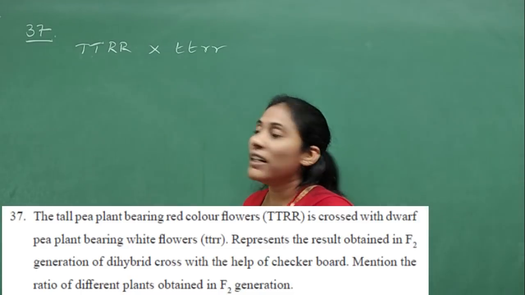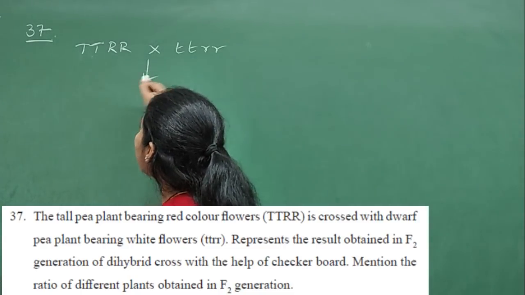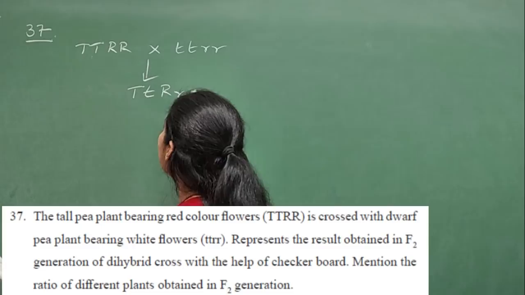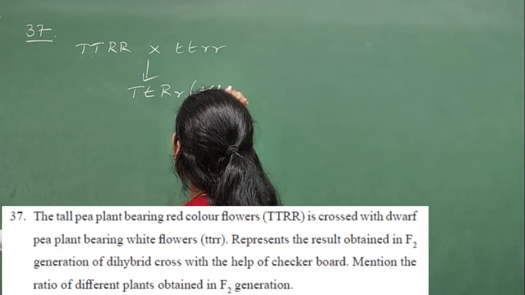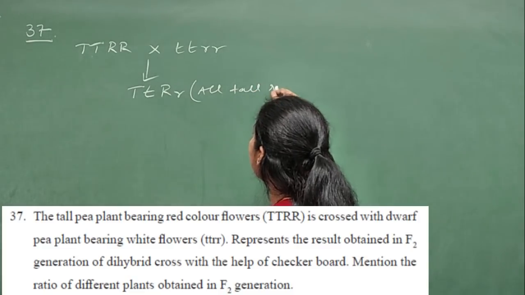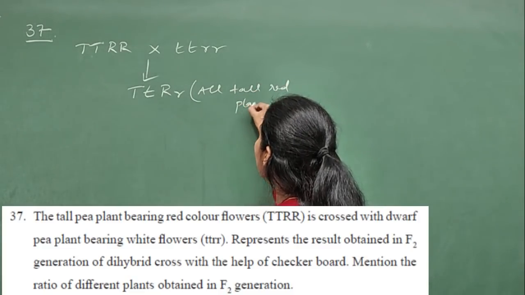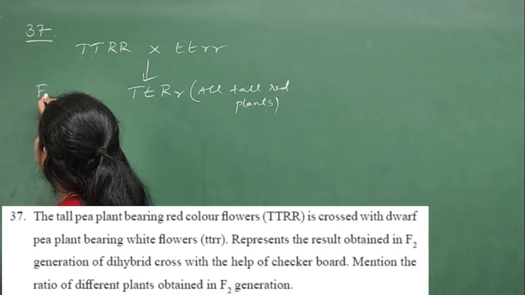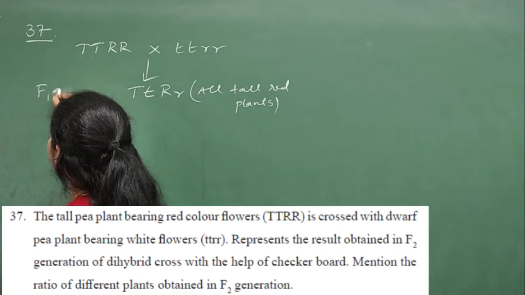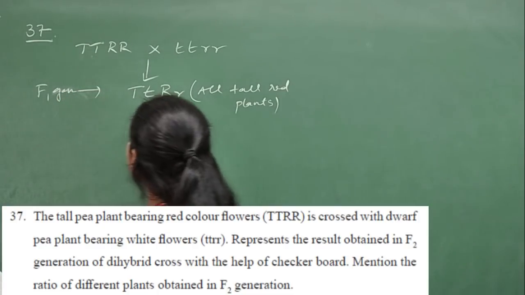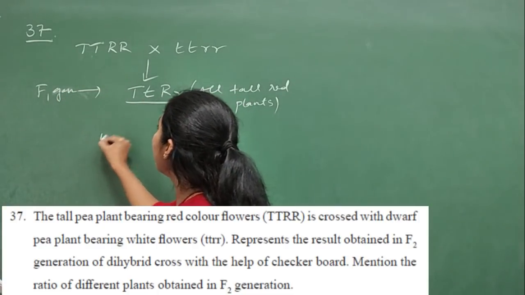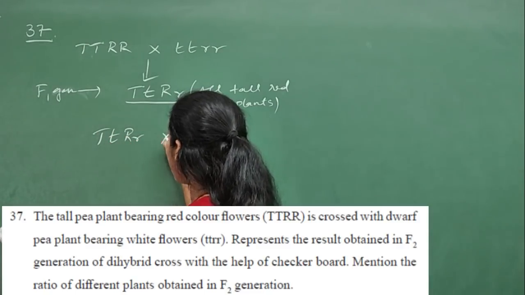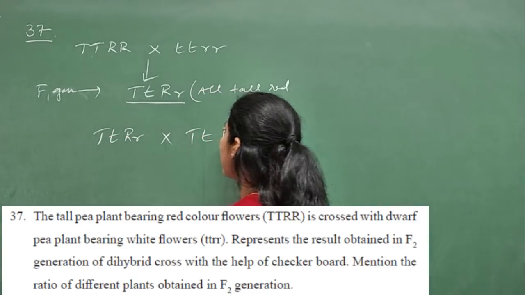So you just have to work it out. So in the F1 generation, what do you get? You get capital T, small t, capital R, small r. That is all tall red plants, tall red plants you will get in F1 generation, right? So this is F1 generation. So now if I take plants having these genotypes, capital T, small t, capital R, small r, crossed with capital T, small t, capital R, small r.